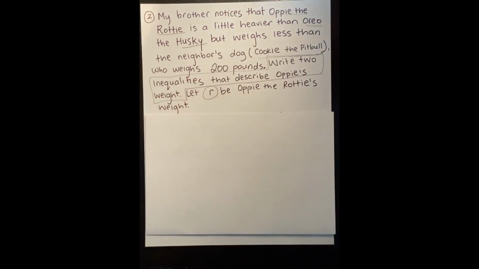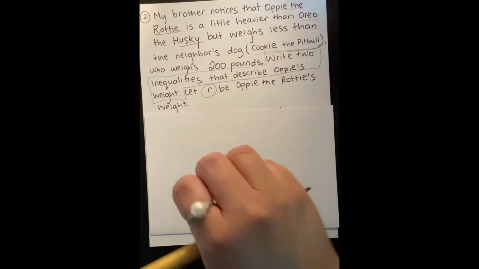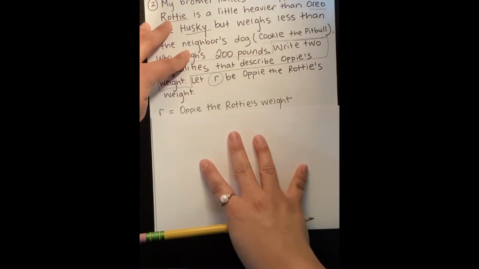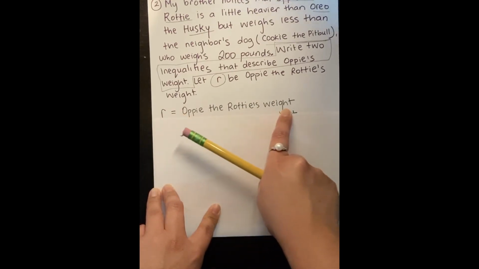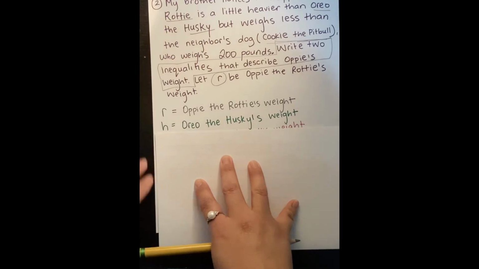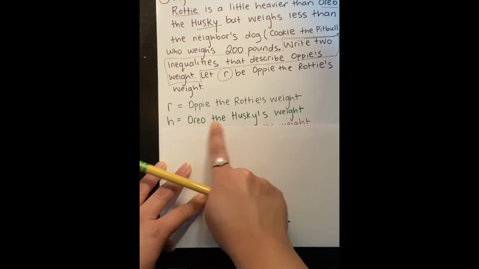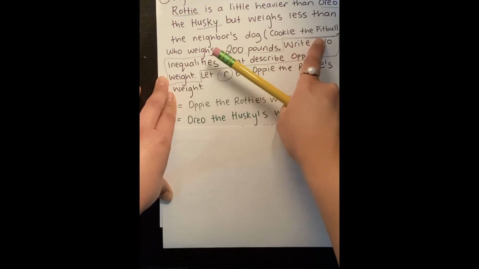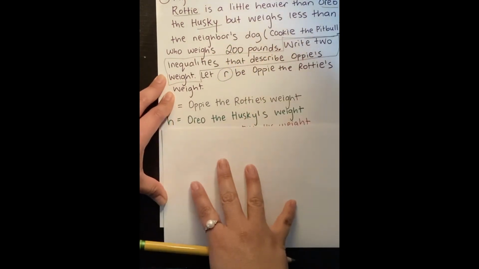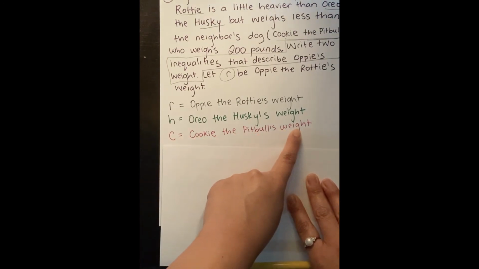So to start helping me organize all of this information, I am going to write the variable and what it represents. For example, I know that the R will represent Opie the Rottie's weight. The H comes from the previous problem, in which it represents Oreo the Husky's weight. And the third dog that we learned about in this problem was Cookie the pit bull. So we have C equals Cookie the pit bull's weight.